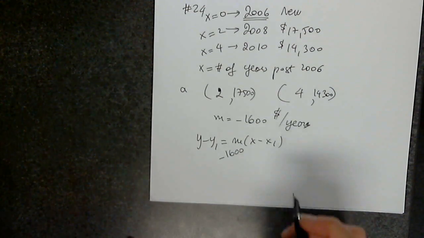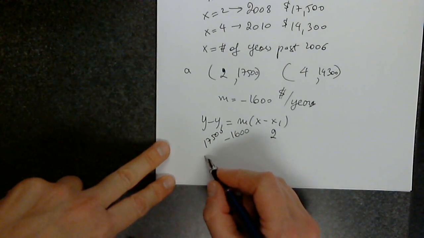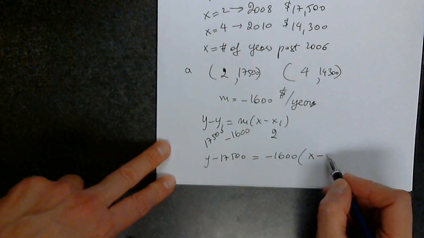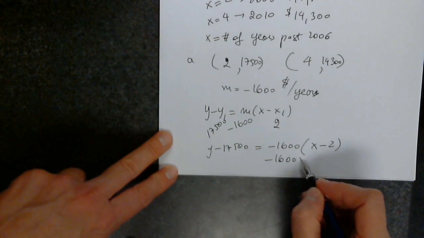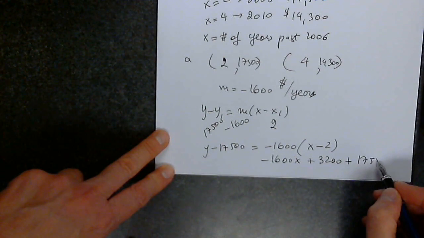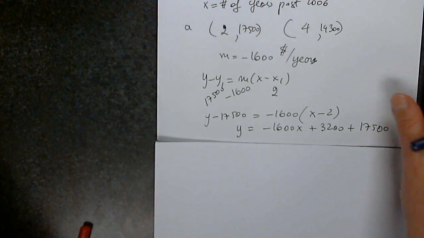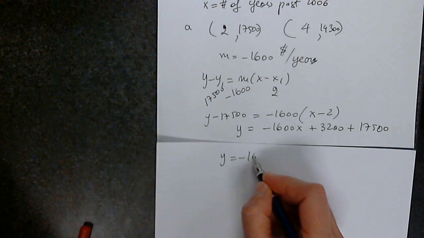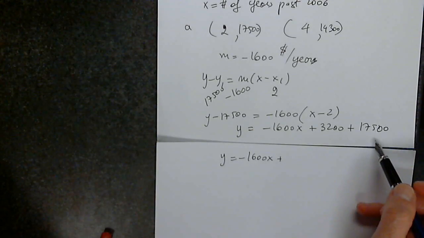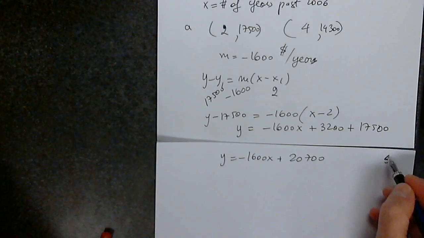Negative 1600, and then I'm using 2 and 17,500. So y minus 17,500 equals negative 1600 times x minus 2. That gives negative 1600x plus 3200, and then plus 17,500. So I get negative 1600x plus 20,700, and that's my equation.